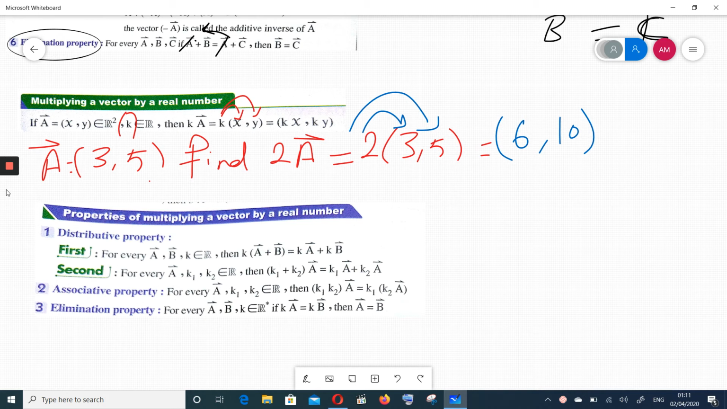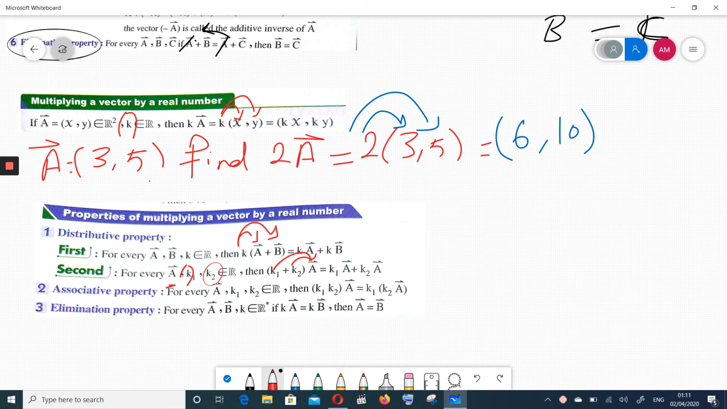Distributive property means that if we have any number before the vector, so k times (vector A plus vector B) is going to be k times vector A plus k times vector B. The same thing applies if we have two numbers k1 and k2 with vector A: (k1 plus k2) times vector A is k1 times vector A plus k2 times vector A.